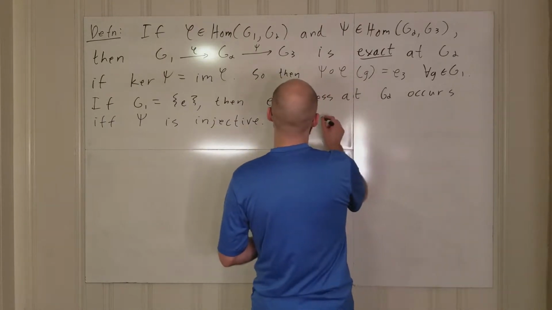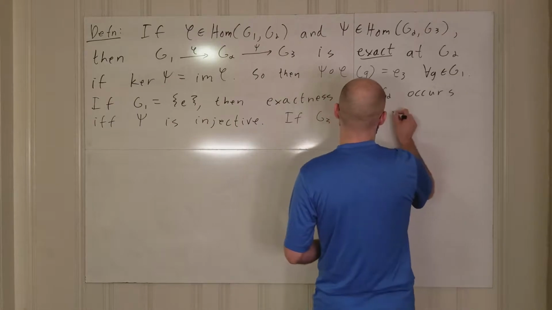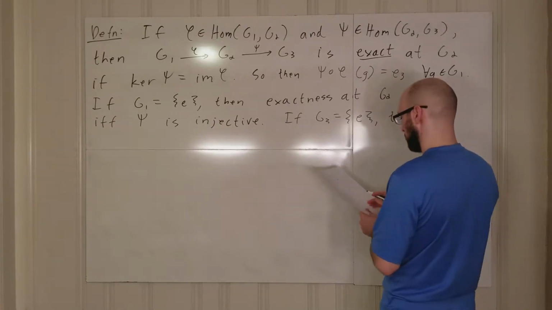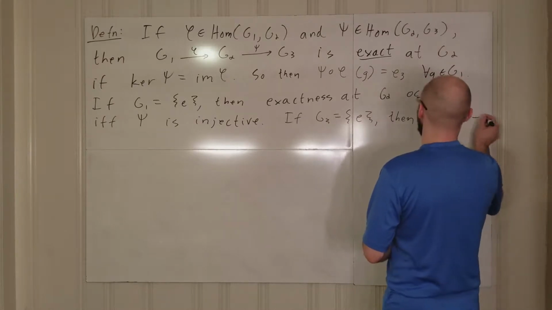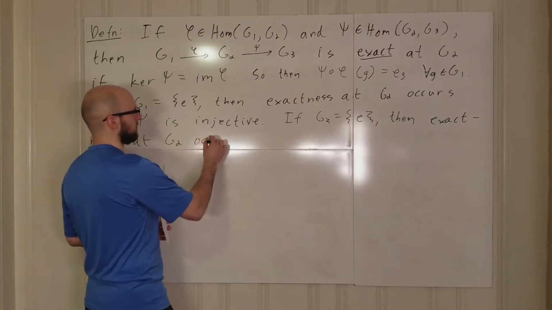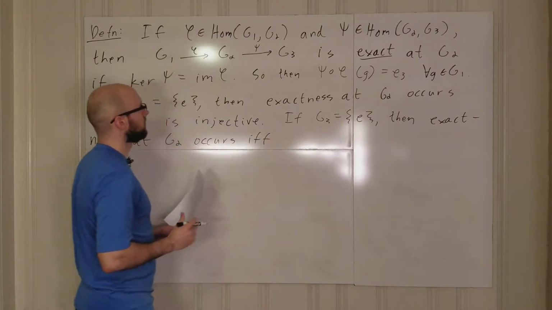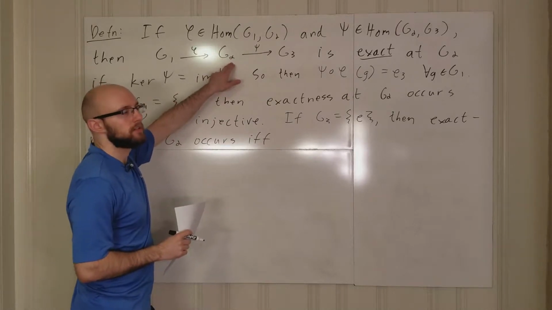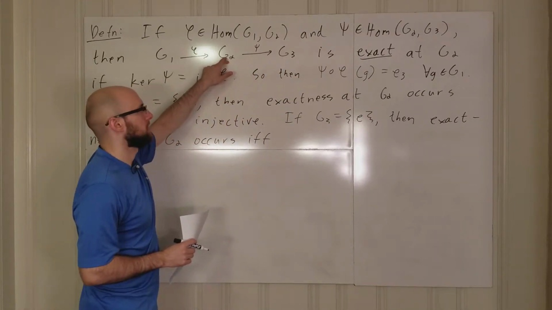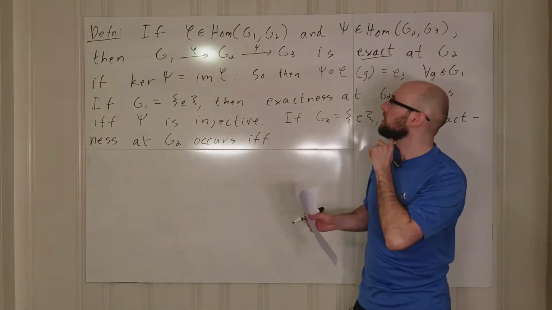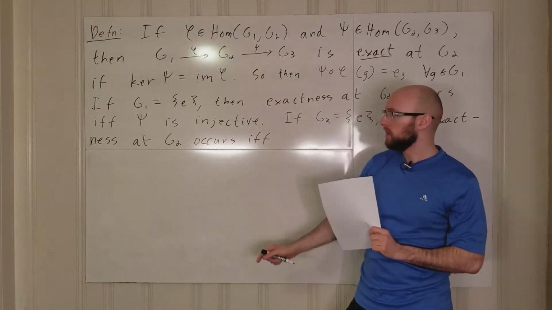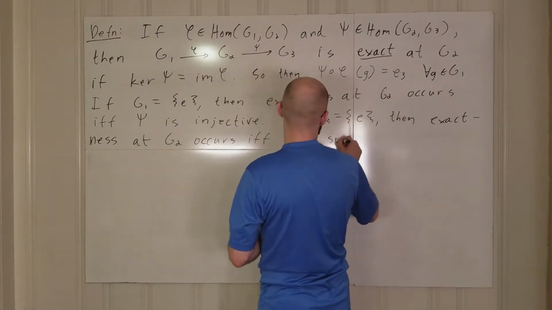What about if G3 equals just the identity? Then, what do we have? Then exactness at G2 occurs if and only if, let's see here. The kernel here is everything that maps to the identity. But everything will map to the identity because G3 is just the identity element. And so the kernel is all of G2. But the kernel of psi is the image of phi. So the image of phi is all of G2, which means that phi is surjective.